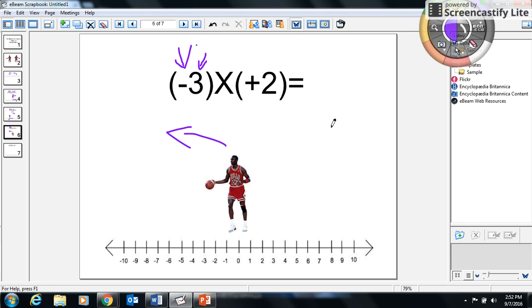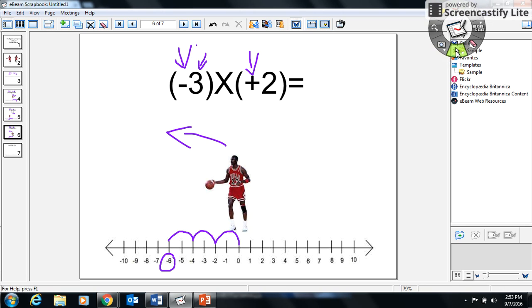Now, do I know if he's attacking the person that he's facing, or is he going to back up to create space? Well, that all depends on this number. It's a positive sign, so he's going to dribble the way he's facing. He's going to attack, he's going to go forward the way he's facing, and each dribble will be 2 steps big. So if he's here, he's going to attack. So his first dribble is 2 steps, he gets to there. His second dribble, 2 steps, gets to there. And his third dribble, 2 steps, and he ends up there. And your answer is negative 6.